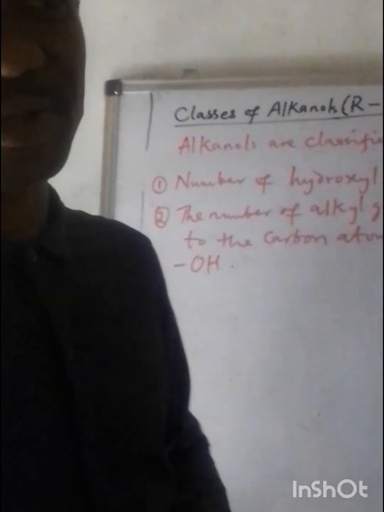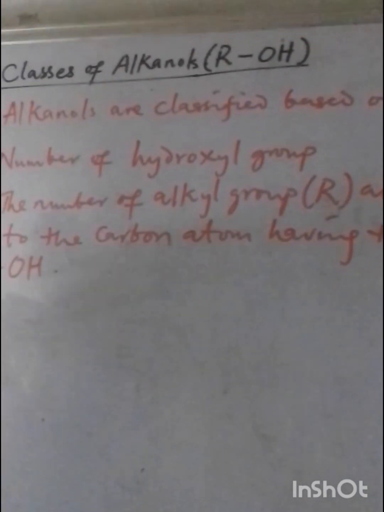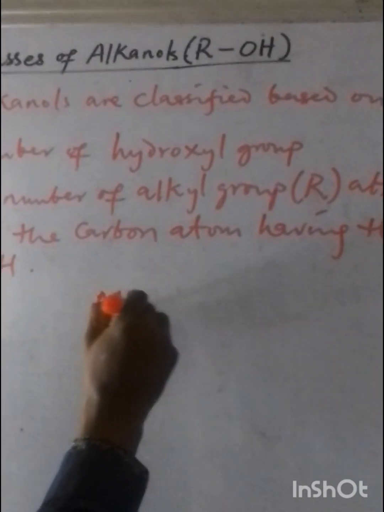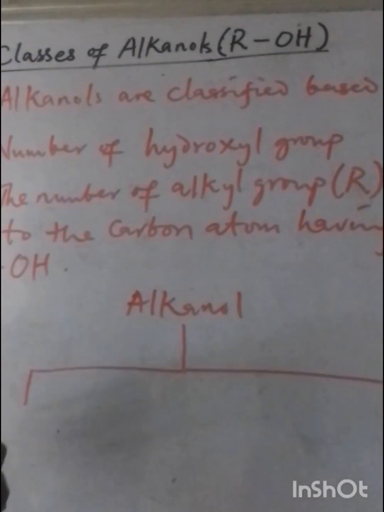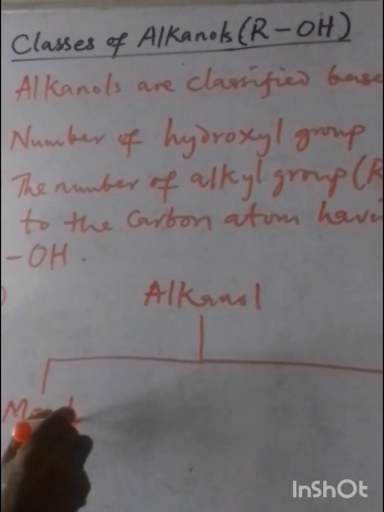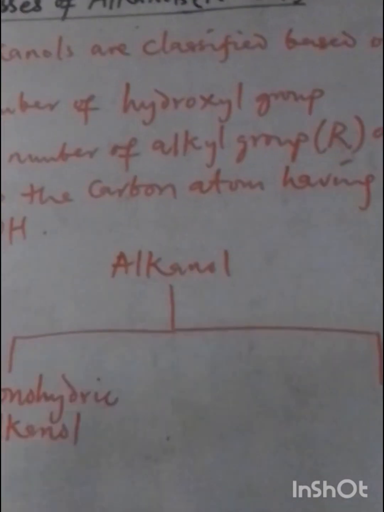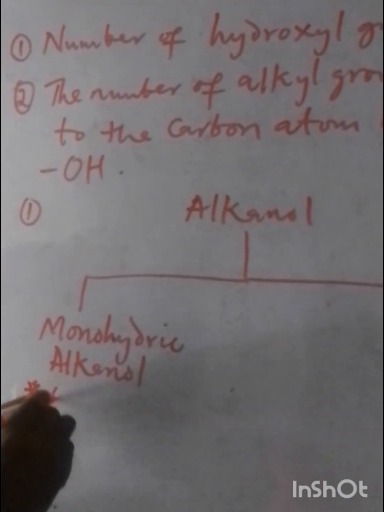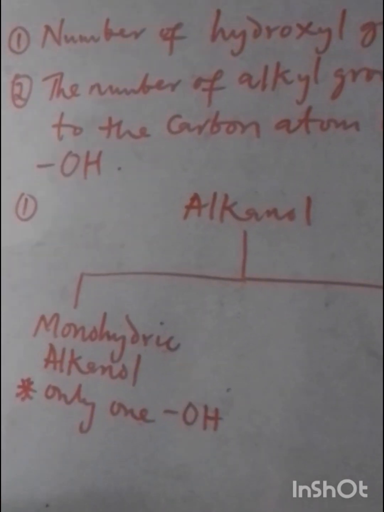One of those factors is the number of hydroxyl groups, that is the OH group. So let's consider the first factor. According to this, an alkanol is classified into three. One, monohydric alkanol, which is the alkanol that has only one OH group, that is monohydric.